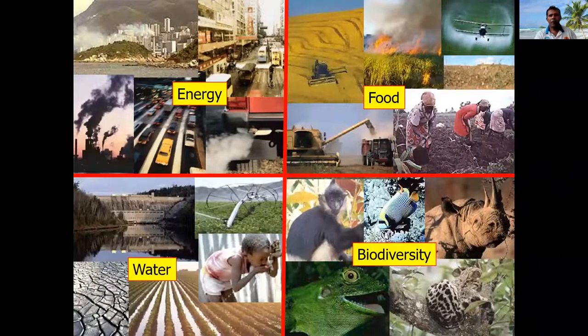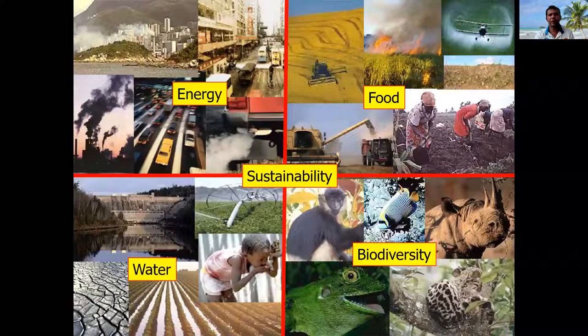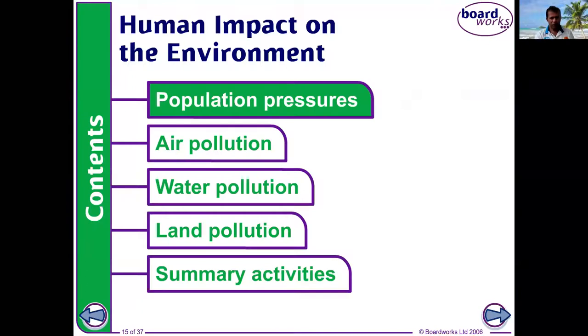Now with all these issues we are facing, we are talking about something called sustainability: how the world can sustain itself, from energy and food to biodiversity and water, right? With all these issues that we have today, we are talking about something called sustainable. Is it possible? That's the question we have, right? There are a lot of sides here that you're talking about.